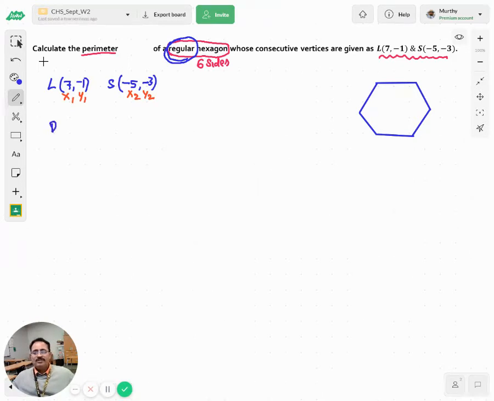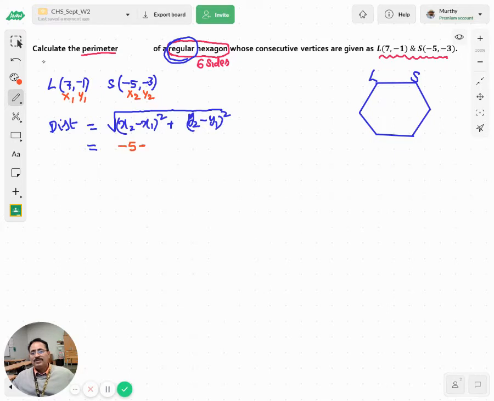So let me find the distance between L and S. The distance between 2 points or the length of the line segment is one and the same. So let me write the formula, which is square root of x2 minus x1 whole square plus y2 minus y1 whole square. So let me plug in the values here. x2 is negative 5, subtract x1 which is 7, whole square, plus y2 which is negative 3, subtract y1 which is negative 1.